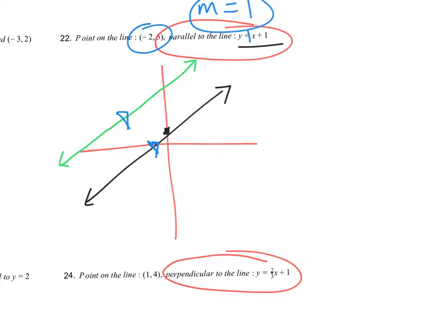So a perpendicular line means that it's going to meet this black line at a right angle. So I'm going to just draw, close and just guessing. A right angle means 90 degrees. In geometry, we express that as a little box right there.